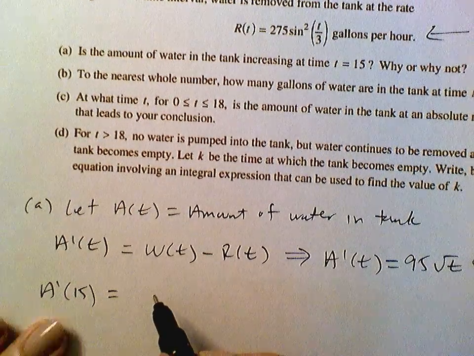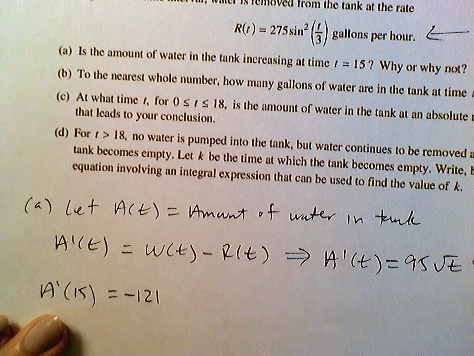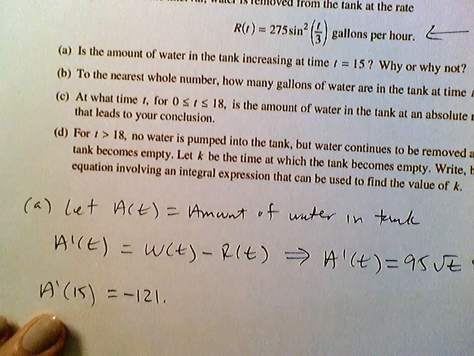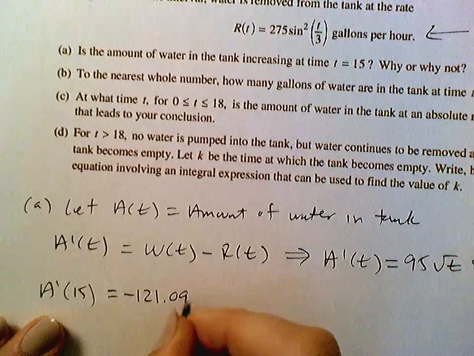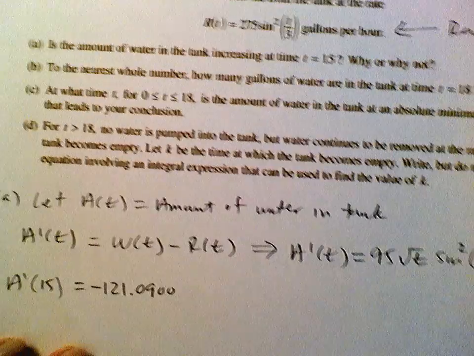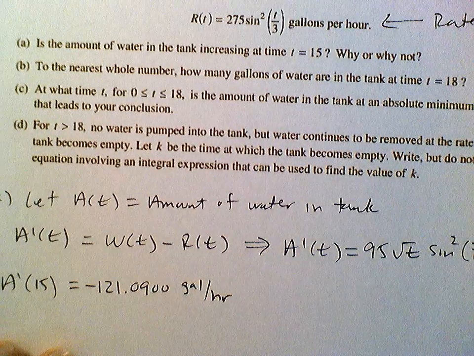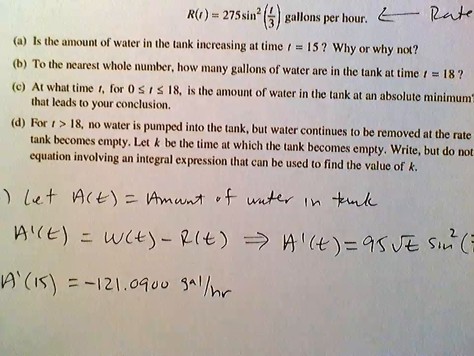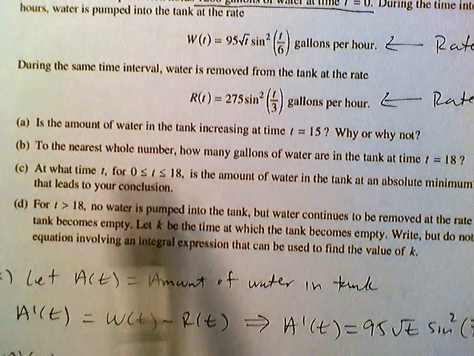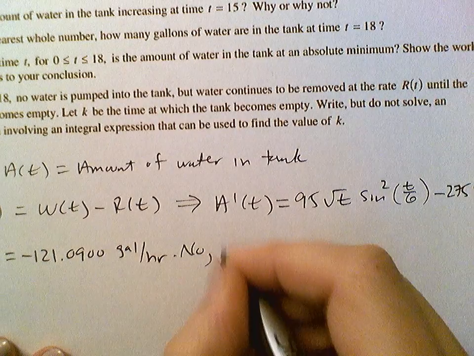And if you don't get what I get, you'll know that there's some issue with you plugging into the calculator, that you want to try to figure out what went wrong. So it is this, and I'm going to write my units. Always write your units. Gallons per hour. Now let me answer their question. Is the amount of water in the tank increasing? And then I will say no.